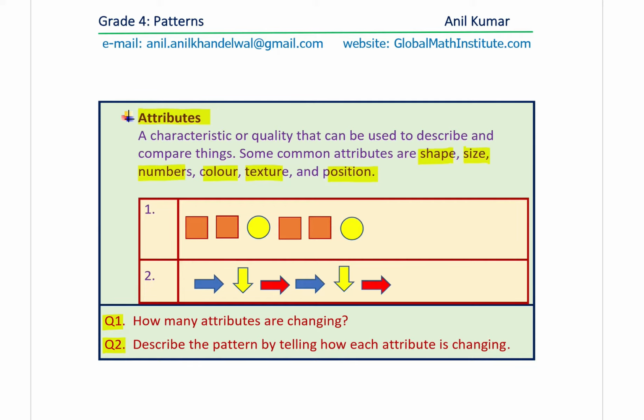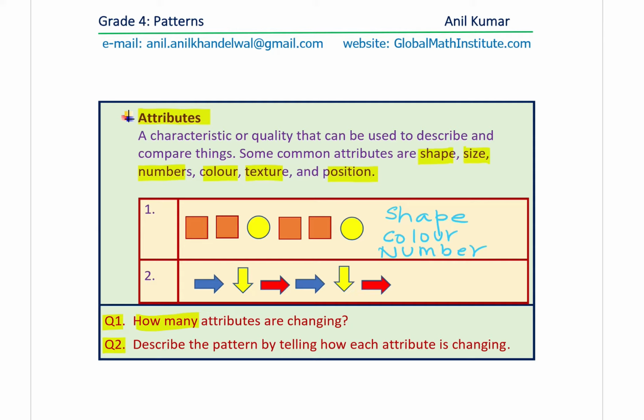Okay, how many attributes are changing? So out of these shape, size, number, color, texture, position, things like that, you have to figure out when we are talking about the very first one, how many of these attributes are changing, correct? So for example, you can see that the shape is changing, correct? So we have one attribute which is shape, which is changing for sure. We have squares and circles. Now color is also changing. The color changes from orange to yellow. And how about the number? Well, the number also changes. So we have 2, 1, 2, 1, and that is how this pattern could be described using these attributes. So I hope that point is clear.